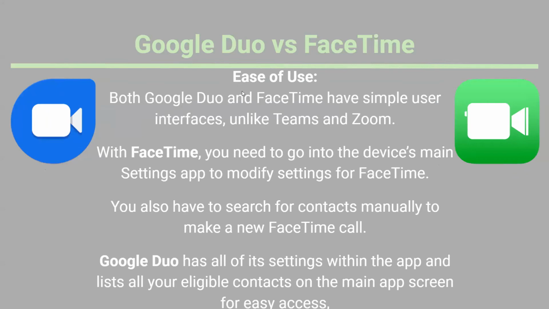And it's easy to use. Both Google Duo and FaceTime have simple user interfaces, unlike Teams and Zoom. With FaceTime, you need to go into the device's main settings app to modify settings for FaceTime. You also have to search for contacts manually to make a new FaceTime call. And Google Duo has all of its settings within the app and lists all your eligible contacts on the main app screen for easy access. Okay, next.